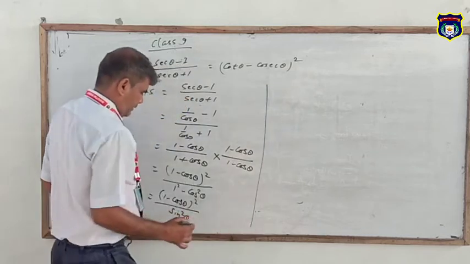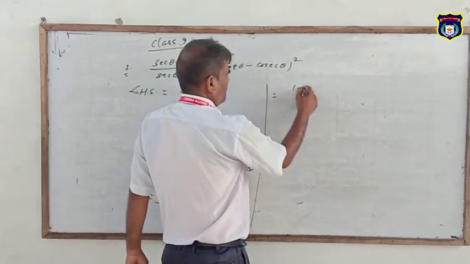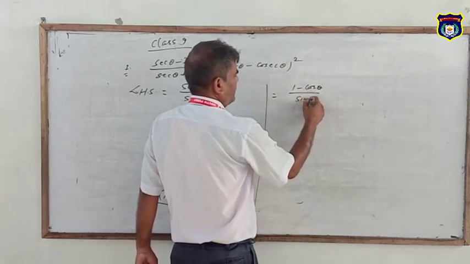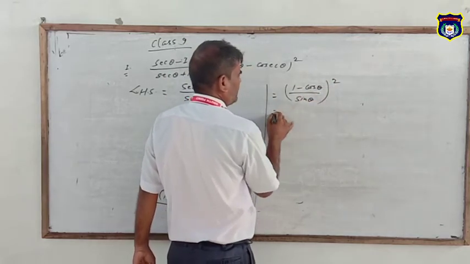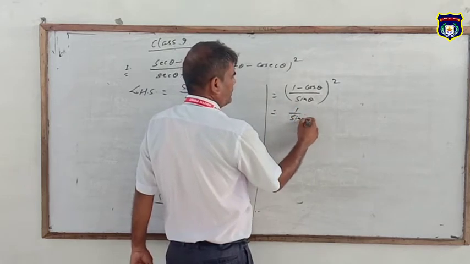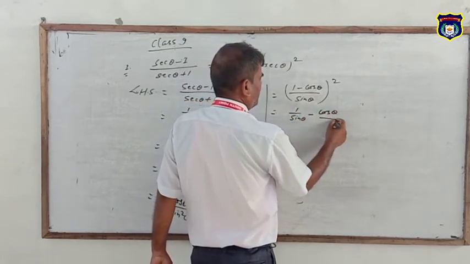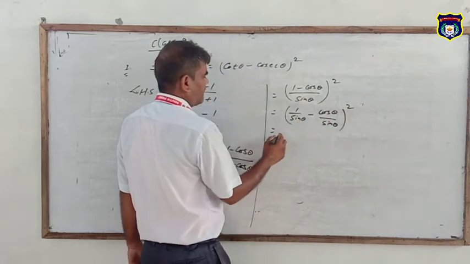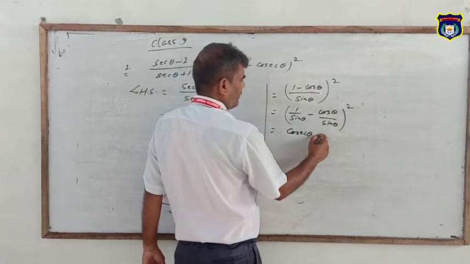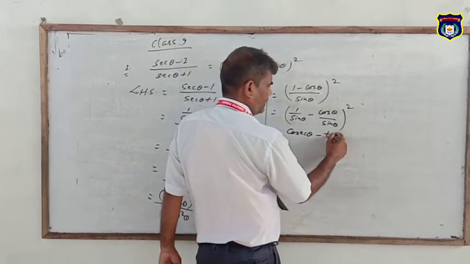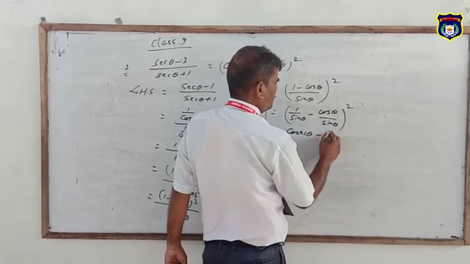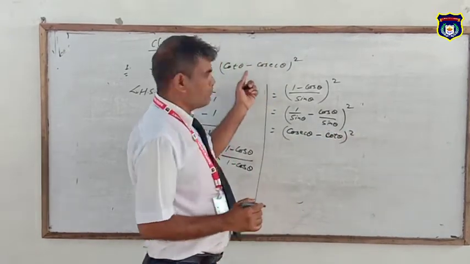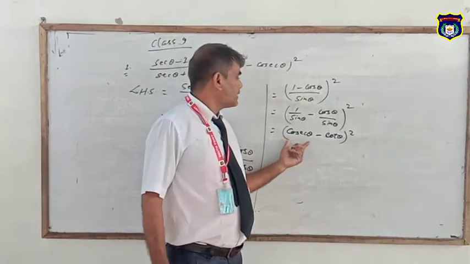Now separate. (1 minus cos theta) by sin theta whole square, and separate in two parts: (1 by sin theta minus cos theta by sin theta) whole square. This is 1 by sin theta is cosec theta, and cos theta by sin theta is cot theta, whole square, and here it is cosec theta minus cot theta, and the RHS is cot theta minus cosec theta.